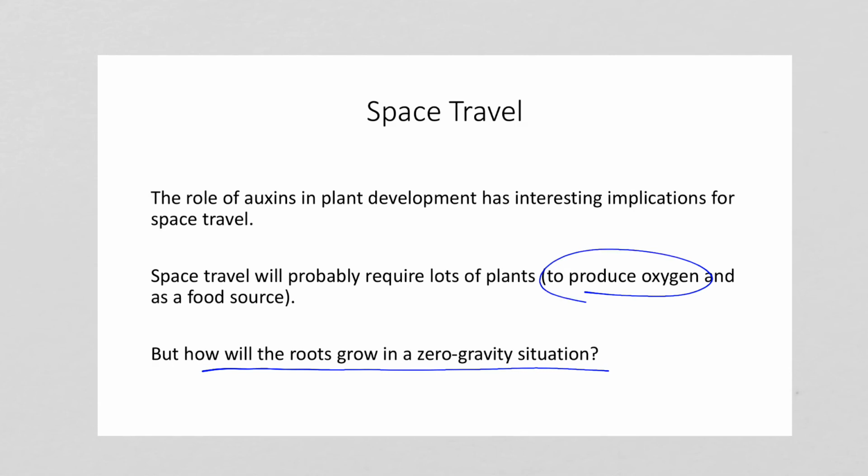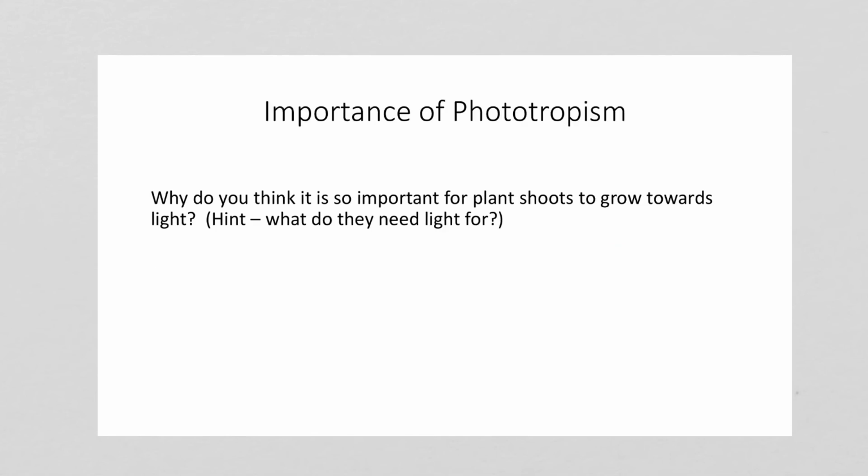Okay, back to the specification. Importance of phototropism. Why do you think it's so important for plant shoots to grow towards the light? We already talked about this briefly in the outcomes section. We're talking here about light, we're talking about plants, so of course we're talking about photosynthesis. So even though importance of phototropism can come up in the B5 section of an exam or a B5 topic test, it's really a B4 question, a photosynthesis question.